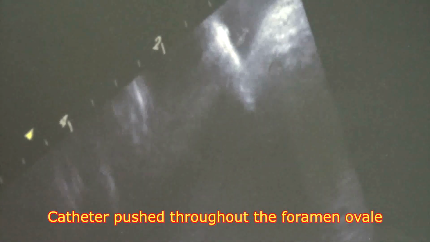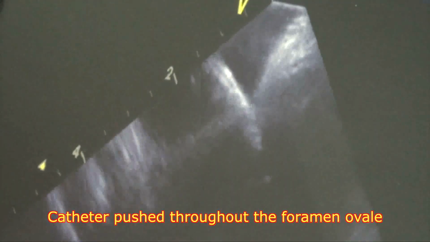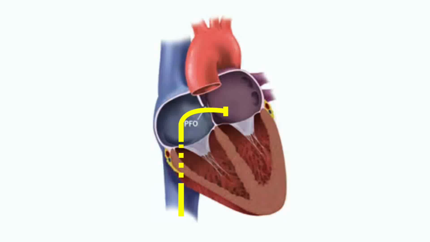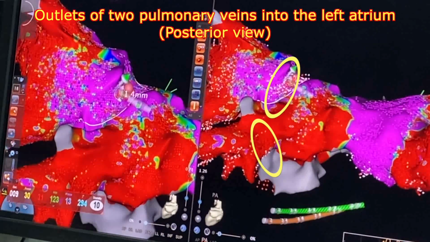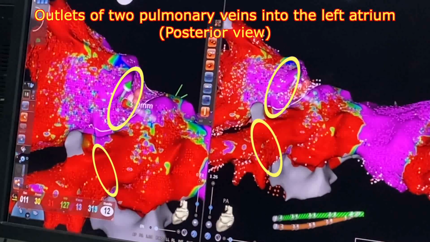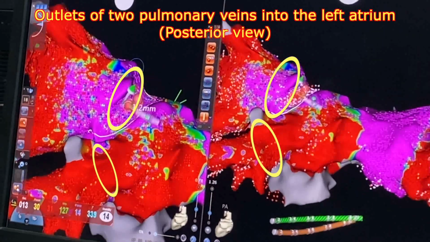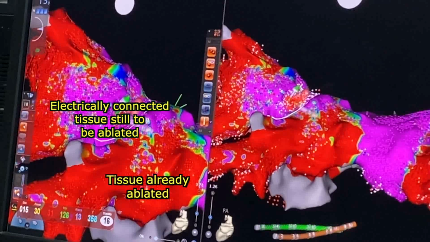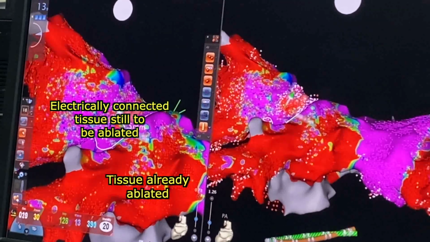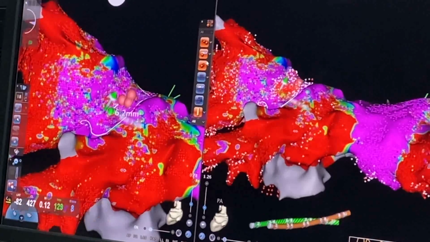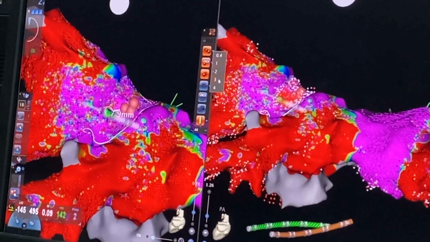In the intracavitary electrophysiological investigation, the outlets of the 4 pulmonary veins into the left atrium were electrically connected to the rest of the atrial myocardial cells and were keeping up the atrial fibrillation. Such connections were interrupted by radiofrequency ablation. Thereafter, the sinus rhythm was restored by external cardioversion.